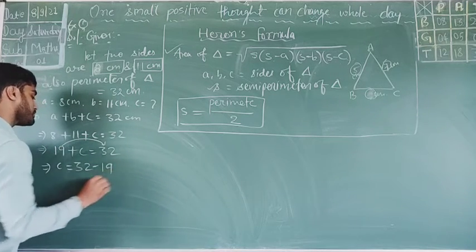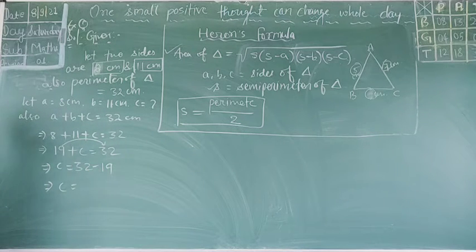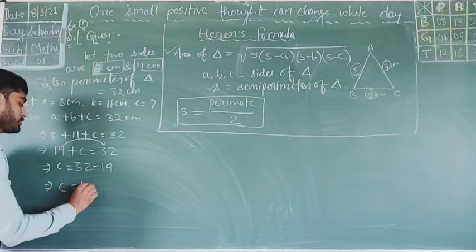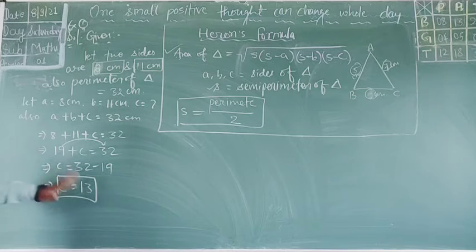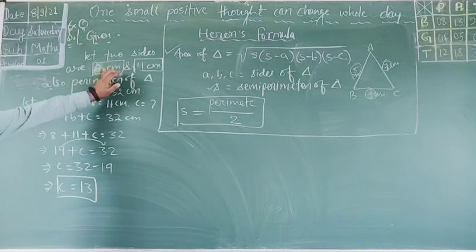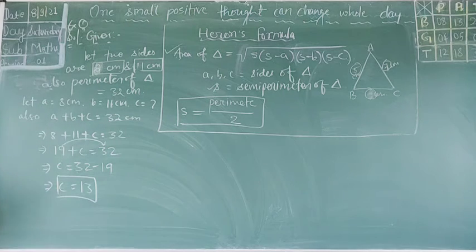So 32 minus 19 is equal to... subtract 19 from 32, what will you get? 13 is there. So the value of c is found, and the value of c is 13. So the three sides, 8 centimeter, 11 centimeter and 13 centimeter, we have found.